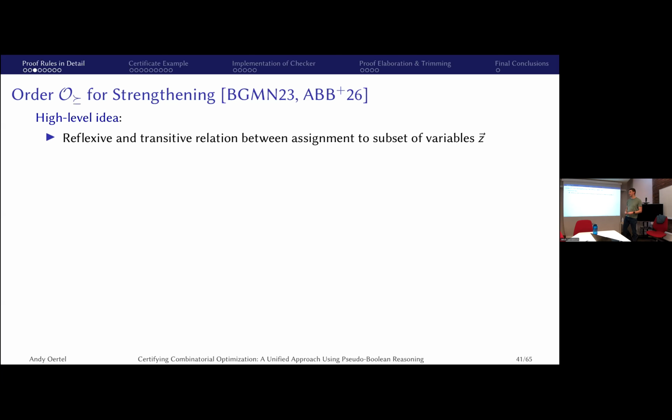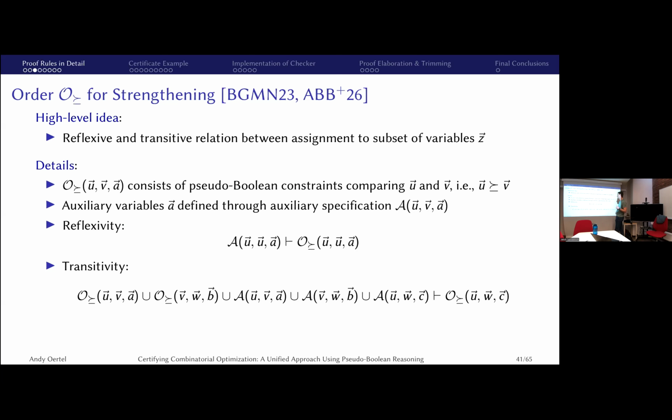How do we actually realize that? An order is defined through pseudo-Boolean constraints. If the pseudo-Boolean constraints evaluate to true, then the order holds. We have these two sets of variables, u and v, which you can think of as one assignment and another assignment. These constraints are satisfied if and only if one assignment is larger than the other.